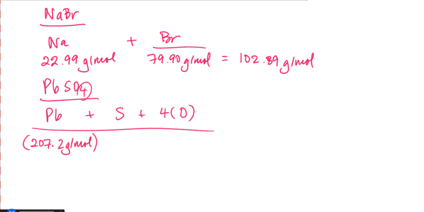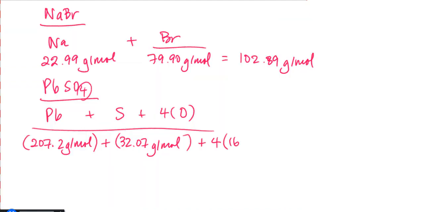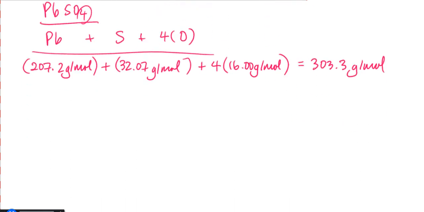207.2 grams per mole. For sulfur, it would be 32.07 grams per mole. And for oxygen, I'd have to multiply that molar mass by 4, again consulting the periodic table, then that would be 16.00 grams per mole if I report it out to 4 significant figures. If I add all of this up, then I should get 303.3 grams per mole. All right, let's do one more example.